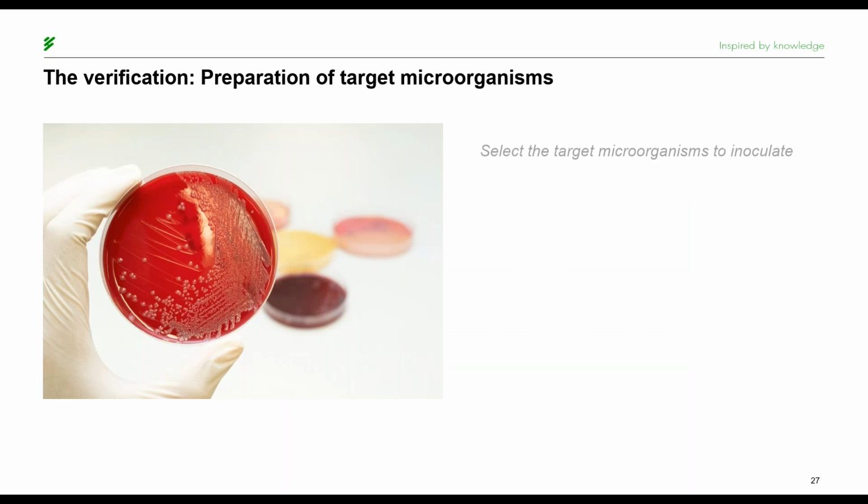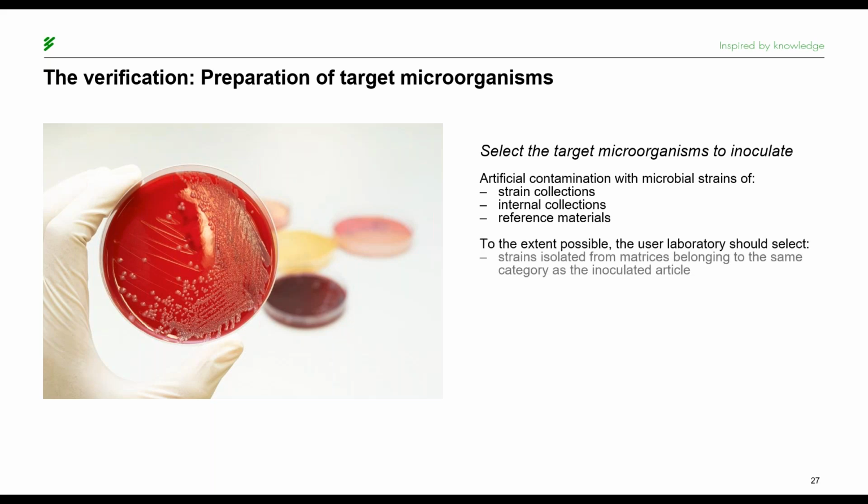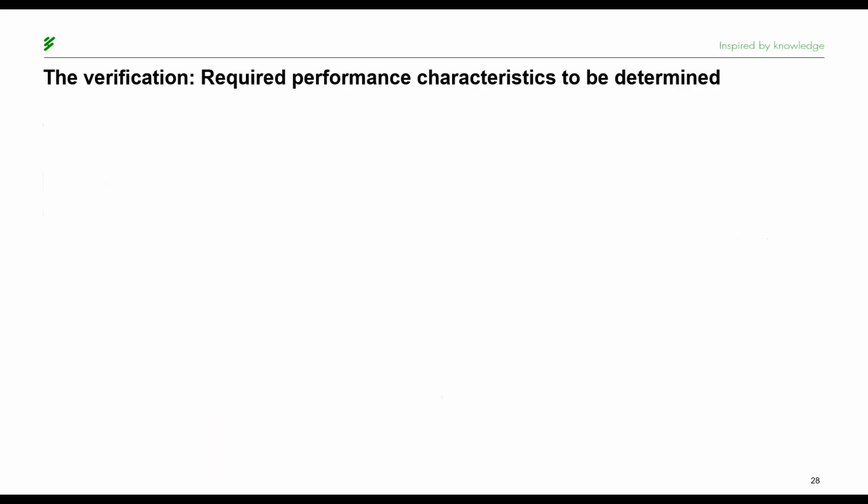Another important aspect is the preparation of the target microorganisms. For the inoculations, we have, of course, artificial contamination from culture collections, which can also be internal collections, reference materials as well. It is important to select strains from matrices that belong to the same category as the article, and strains that are representative of the microbial nature that aren't the same. Using stressed cells is recommended, but not required, although it would be ideal.